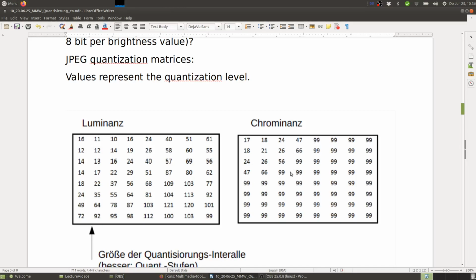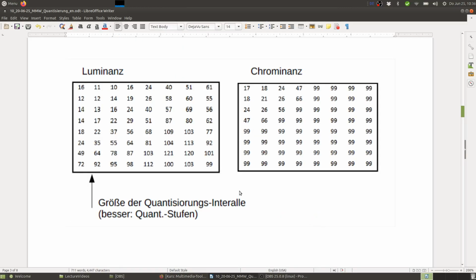So here we have the large values earlier, and that means that higher spatial frequencies are quantized more coarsely, again because of the reduced resolution of the eye for higher spatial frequencies. So basically for quantization we take the result of the DCT, and then we divide the DCT values by those quantization step sizes in this matrix. So basically an element-wise division.